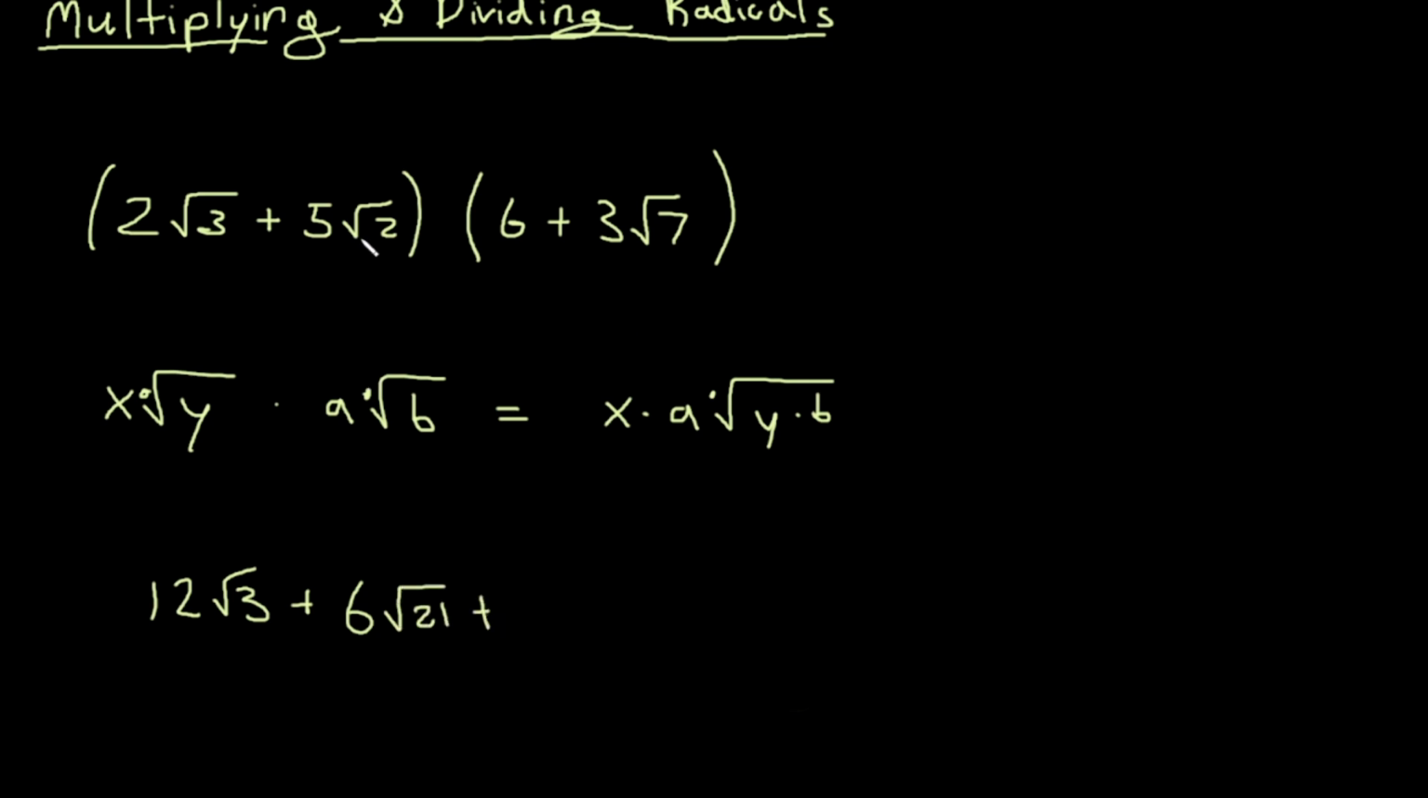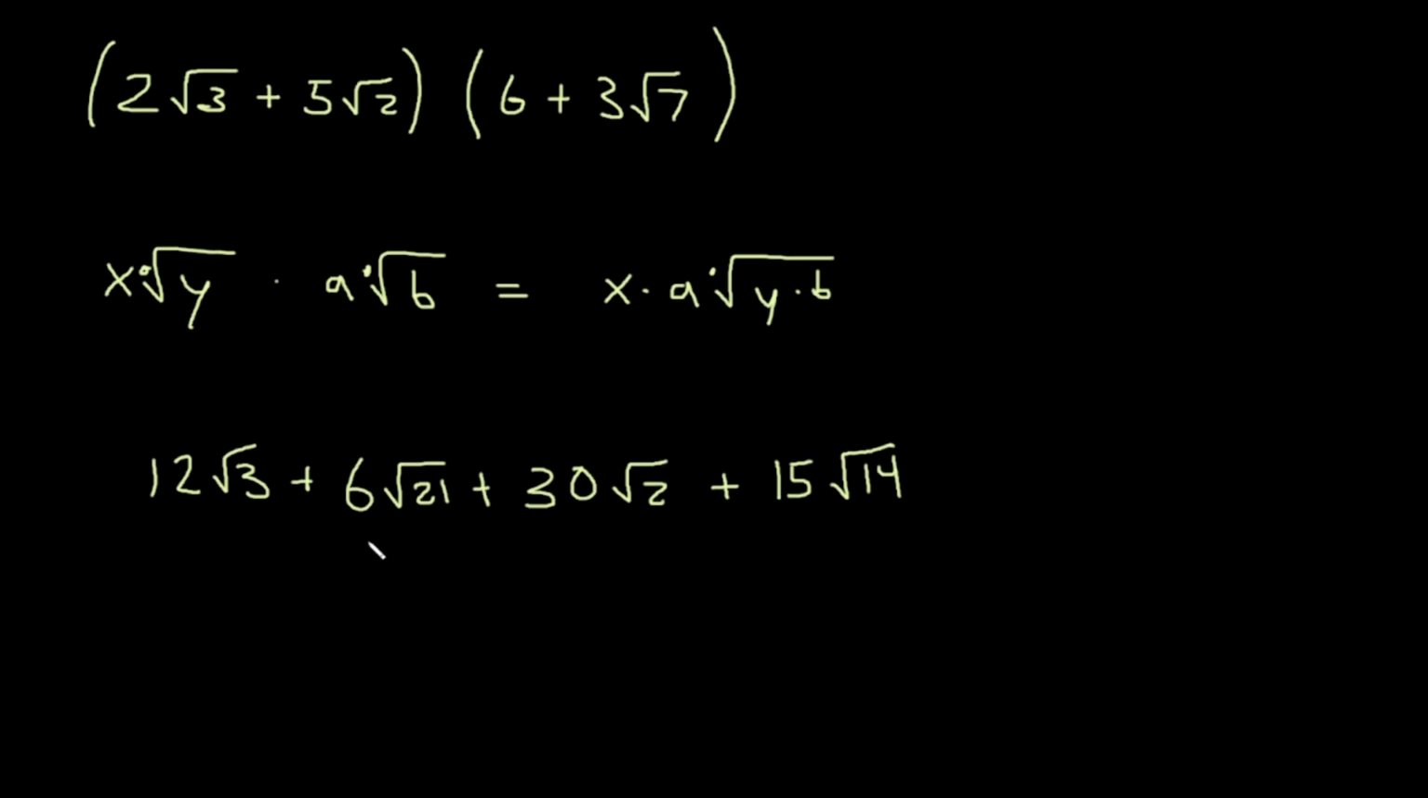You now have 5 root 2 times 6. That's just 30 root 2. And you have 5 root 2 times 3 root 7. And that would be 15 root 14. Now before we move on, do you have any factors of our radicands that can be simplified? No, we don't. So this is essentially our equation.